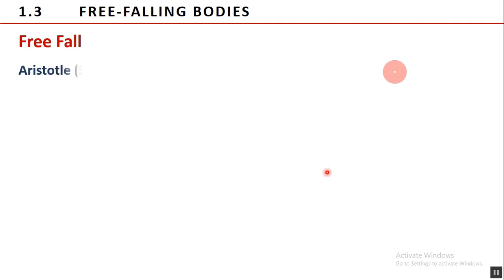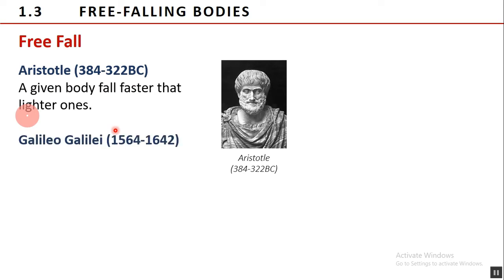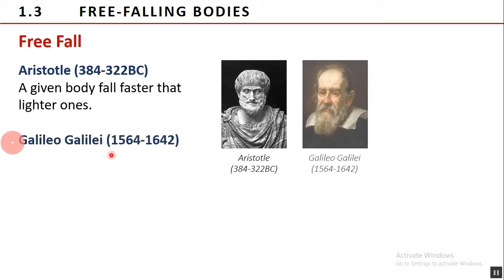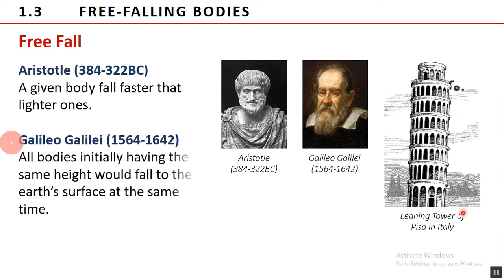In the 4th century BC, Aristotle, a Greek philosopher, thought that a heavier body falls faster than lighter ones. This was accepted as fact until the Italian physicist and astronomer Galileo Galilei conducted his experiment, in the 16th century, with two objects of the same material but different weights dropped from the Leaning Tower of Pisa. His experiment concluded that all bodies initially having the same height would fall to the Earth's surface at the same time.